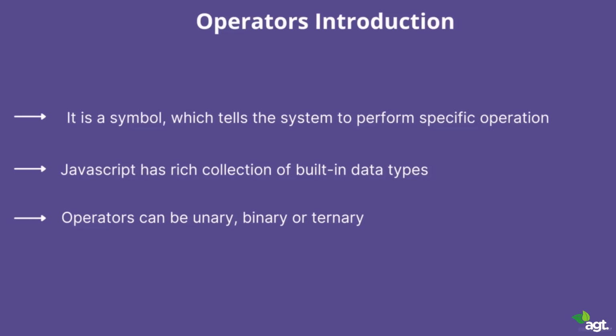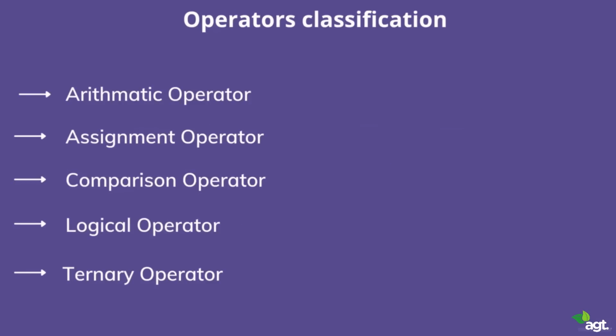In JavaScript, we have a vast list of operators, and using individual operators we can perform specific tasks. On the basis of the operands, these operators can be classified as the unary operator, meaning a single operand operator, the binary operator, meaning the operator has two operands, or the ternary operator, meaning the operator has three operands.